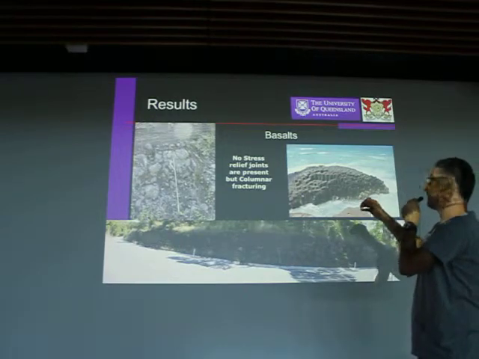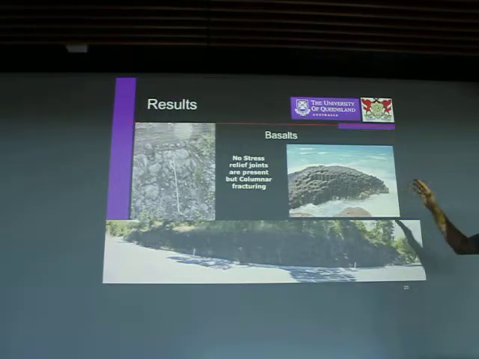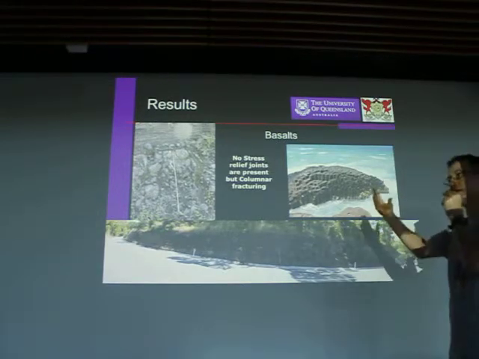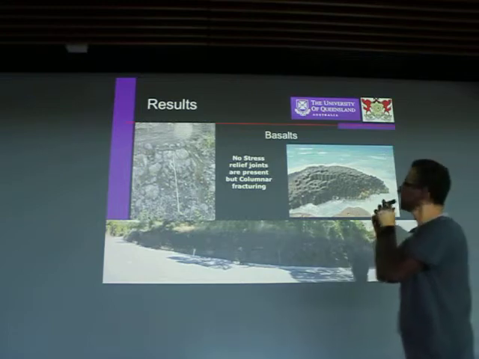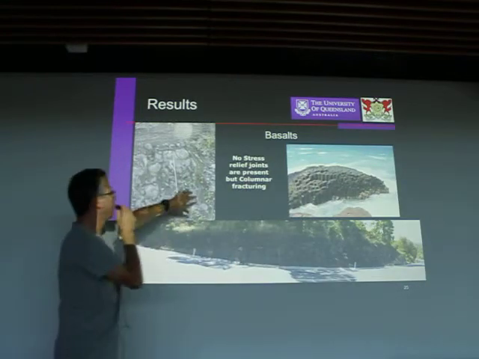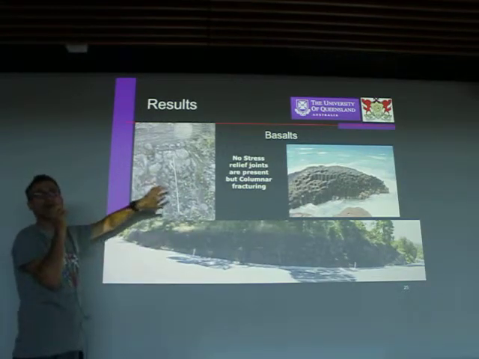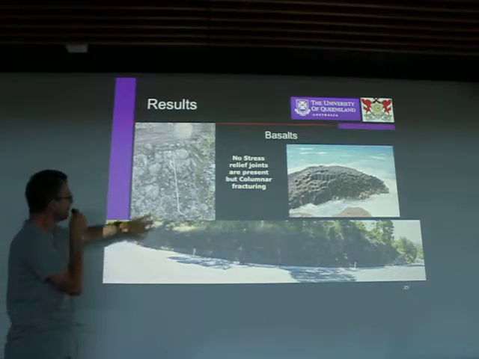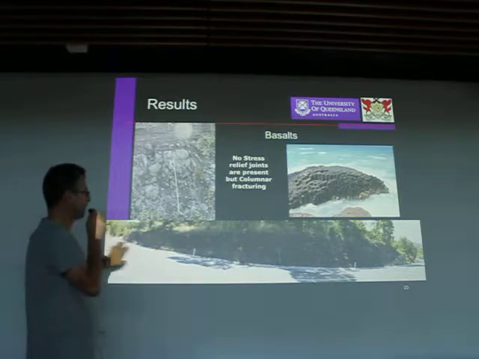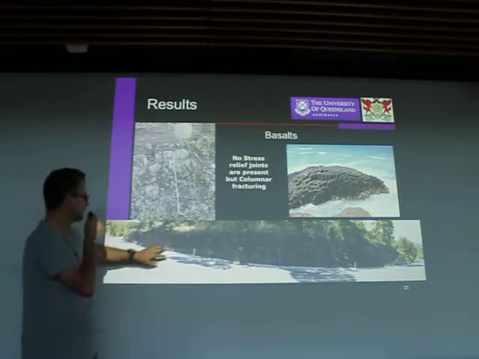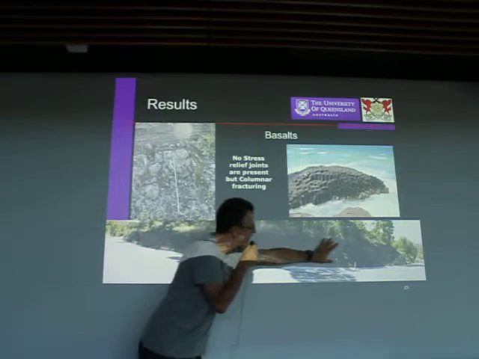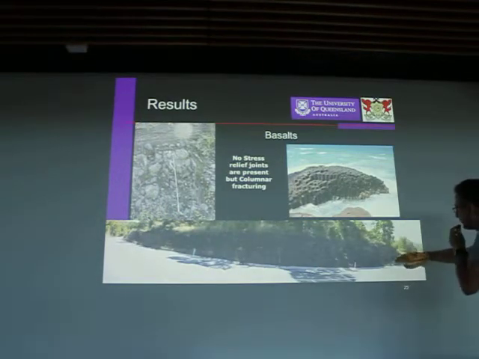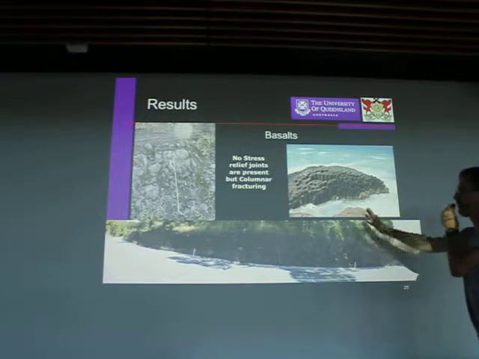So, besides not having stress relief joints, we have another kind of structure caused by cooling that is responsible for the control of the weathering acting over the basalts or the tuffs. So, this is a panoramic view of a road cut, and we can see here that we have a layer here, and this is another flow, a lava flow. So we have several lava flows.